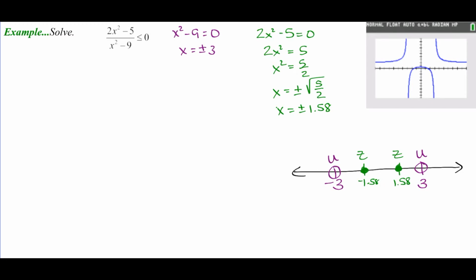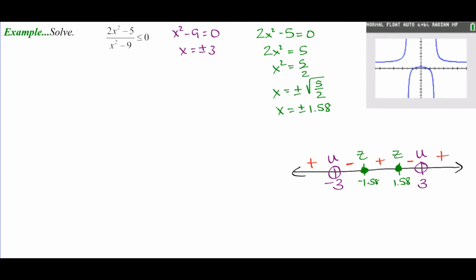Then I'm going to do the sign chart. So my values less than -3 are going to give me positive. In between -3 and -1.58, negative. And then in between the -1.58 and the positive 1.58, I get positive values. Between 1.58 and 3, I'm going to get negative values. And after 3, I'm going to get positive values.